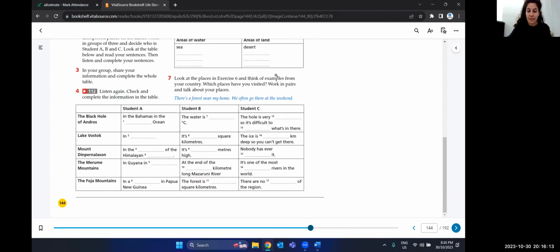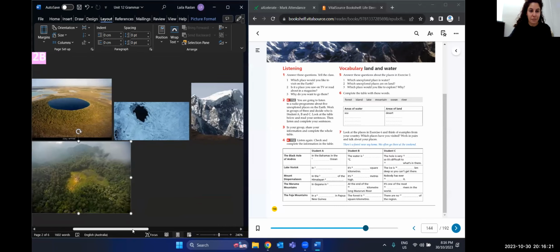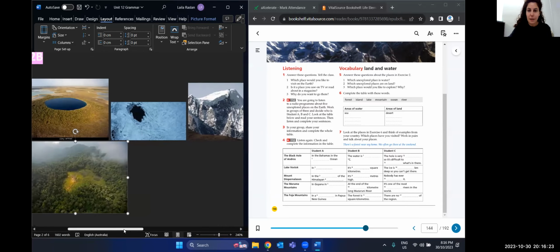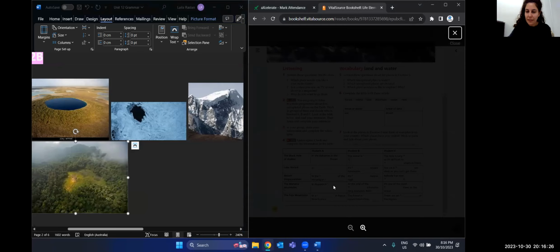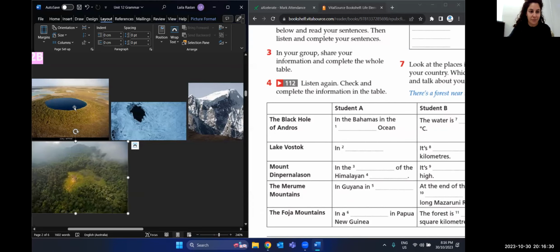Okay, don't worry if you missed some. We'll do it together and then we'll listen again. So let's look at the 5 places. I just showed you some images before of these 5 places. We have some questions. Let's look first at the black hole, this one.